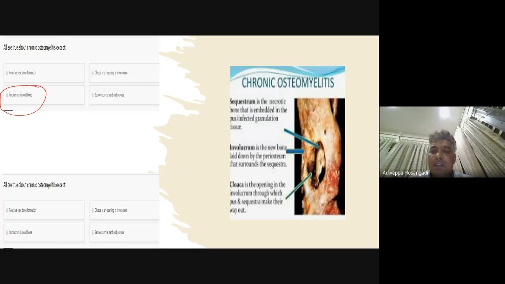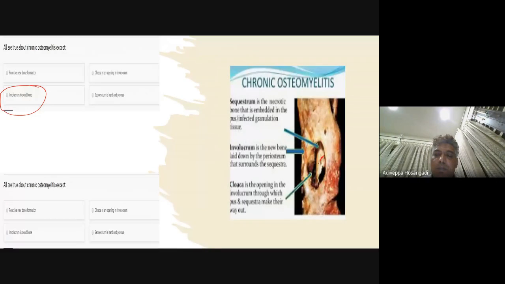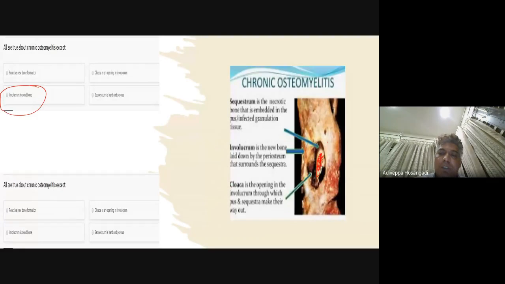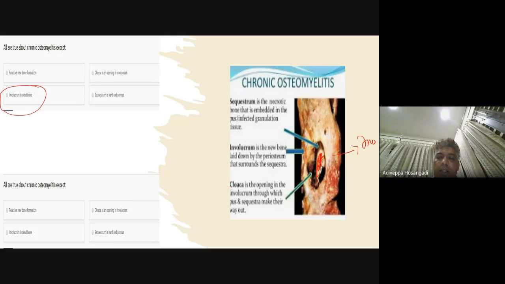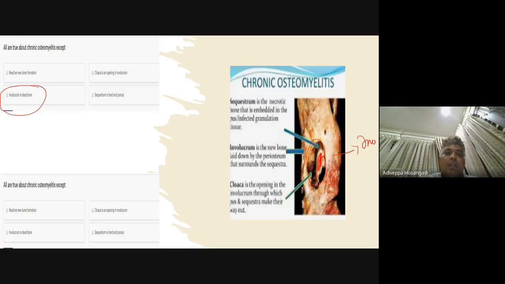I have a picture here depicting this very nicely. There is a bone inside a cavity. This bone is a dead bone, the sequestrum. The normal bone is well defined, but there is a lot of new irregular bone surrounding this. This is the involucrum. What is sitting like a bird in a small nest is the sequestrum. And there is an opening.